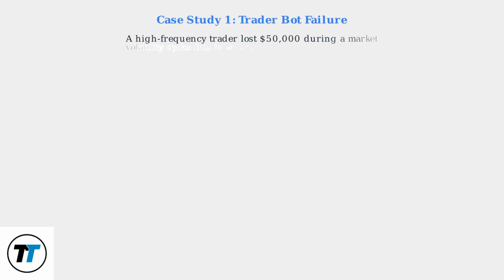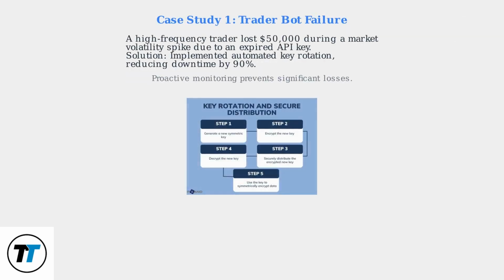Let's examine a real-world case study. A high-frequency trader lost $50,000 in trades during a market volatility spike because their API key had expired without notice. The solution was implementing automated key rotation, which reduced their system downtime by 90%. This highlights the critical importance of proactive key management.